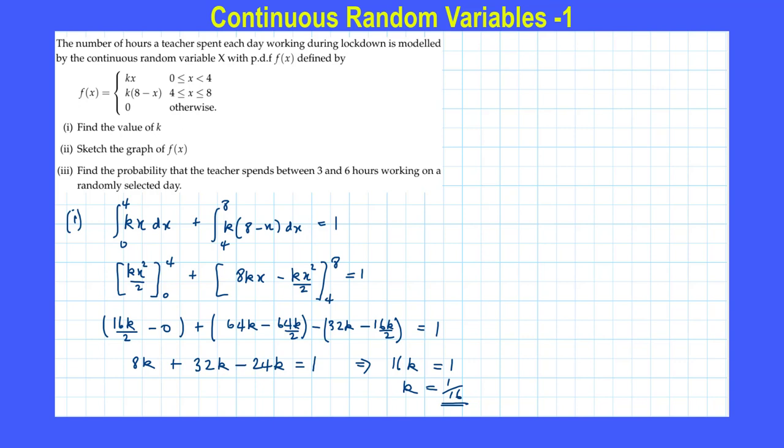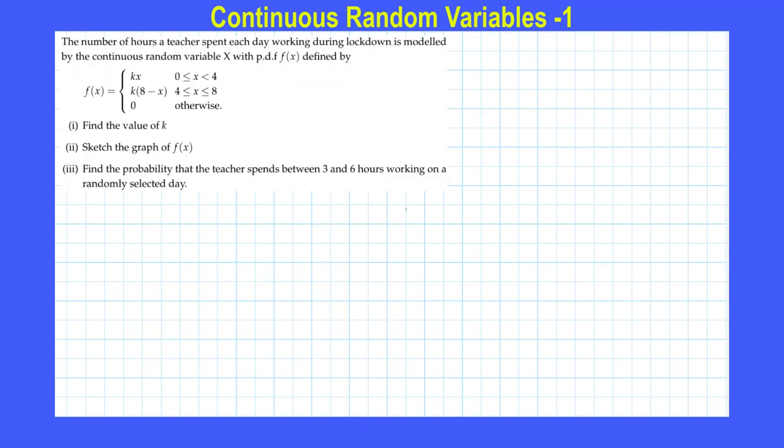For the second part of the question, we're going to be asked to sketch the graph of y equals f of x. Using our knowledge of straight line graphs, we know they're straight lines because there's no quadratics or cubics or any other functions of x. It's just two linear lines, one between 0 and 4, one between 4 and 8. And the common point is when x equals 4.